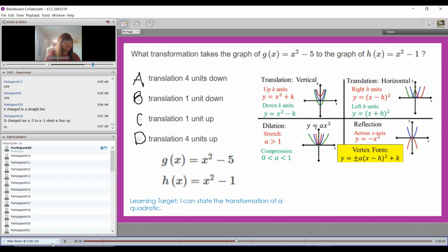What answers can we eliminate? Good, Christian. It's not a straight line because they're both squared. So we see they're both quadratic. We know they're both going to be parabolas because we have that x squared. Those are quadratic. Ooh, a lot of you getting this one. What changed? We have x squared minus 5 and x squared minus 1.